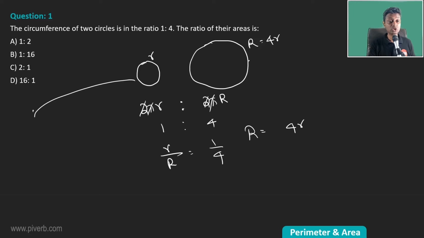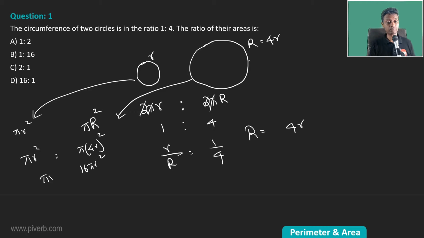What is the area of the small circle? That is pi r square. Area of the large circle is pi capital R square. This is pi into 4r the whole square, or 16 pi r square. So the ratio of the area is 1:16.